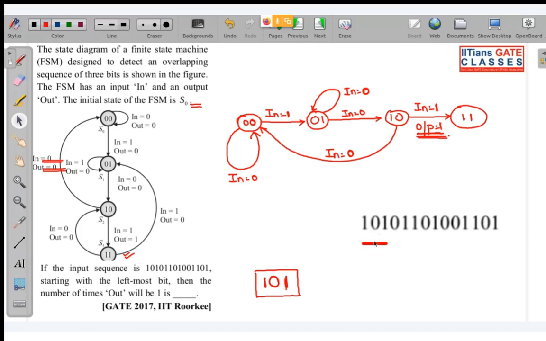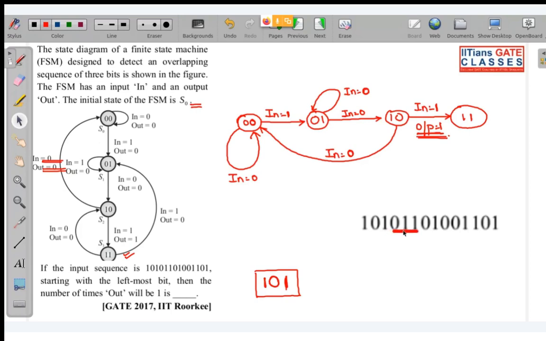So for the first clock pulse only I will be getting 1. Now for the next 3 bits, this is not matching with this one, so this will be 0. Again you can see this is 101, so one more 1 will be generated, output will be 1. So 2 times I already have 1.